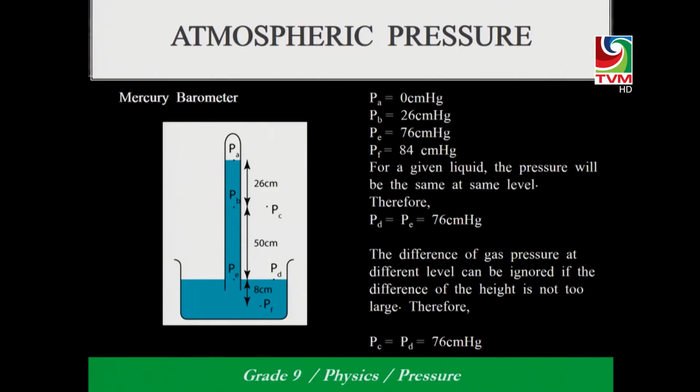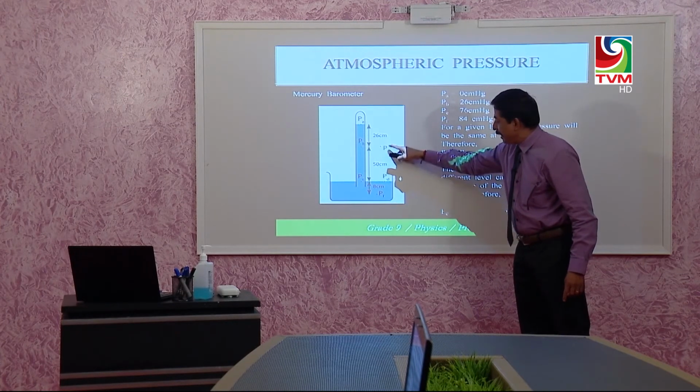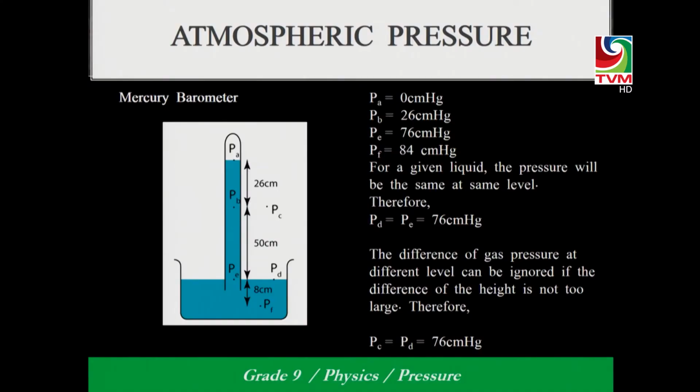84 centimeter of mercury. Now, for a given liquid, the pressure will be the same at the same level. Therefore, pressure at D and E are equal. So, these two are equal. Why? Because this height is not much difference, only 50 centimeter difference. In that 50 centimeter difference, the pressure won't vary. So, these two points have the same pressure.